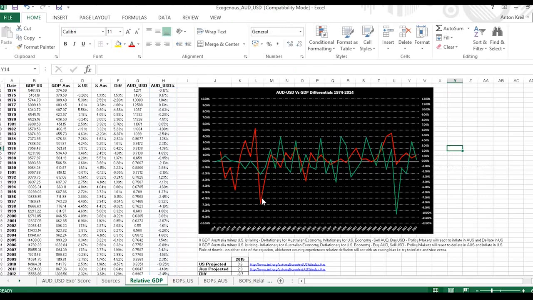So when we have the GDP differential between Australia and the United States widening, we get a rally historically in the Aussie dollar US dollar exchange rate annually. And when GDP differentials are narrowing or going lower, we get a sell-off in the Aussie dollar US dollar exchange rate annually.